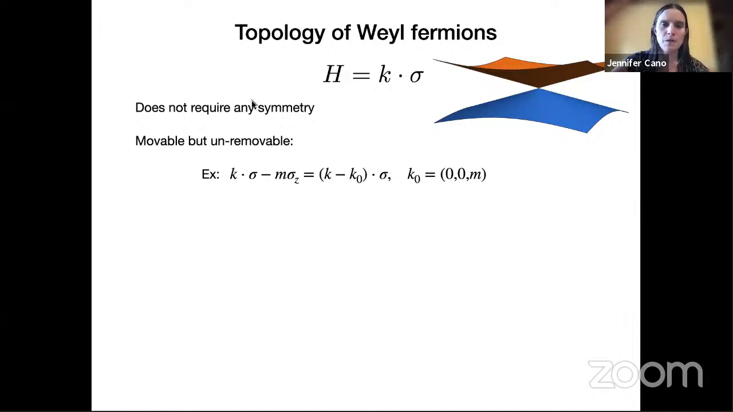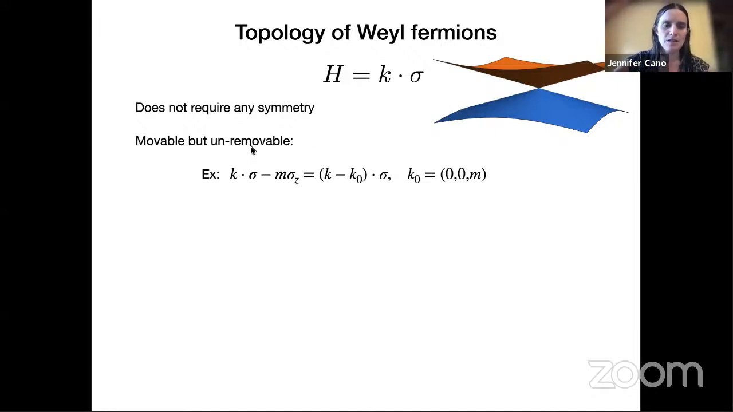So some important points about Weyl fermions. They don't require any symmetry to protect this crossing. That was another thing that threw me off when I first started learning about this. How can there be a band crossing that doesn't have any symmetry protection? How can we not gap it?